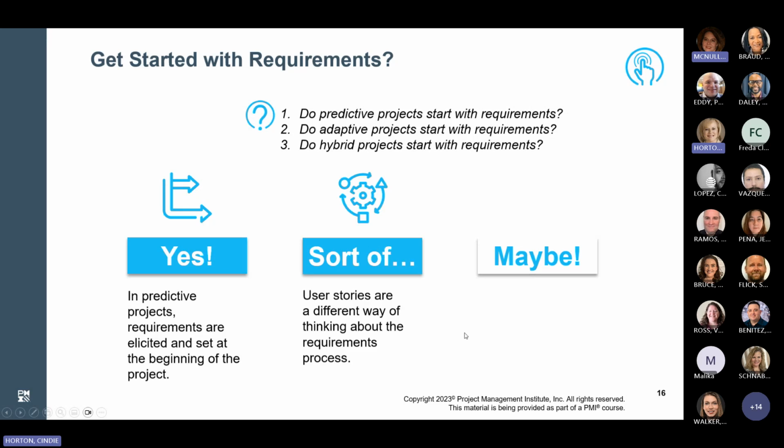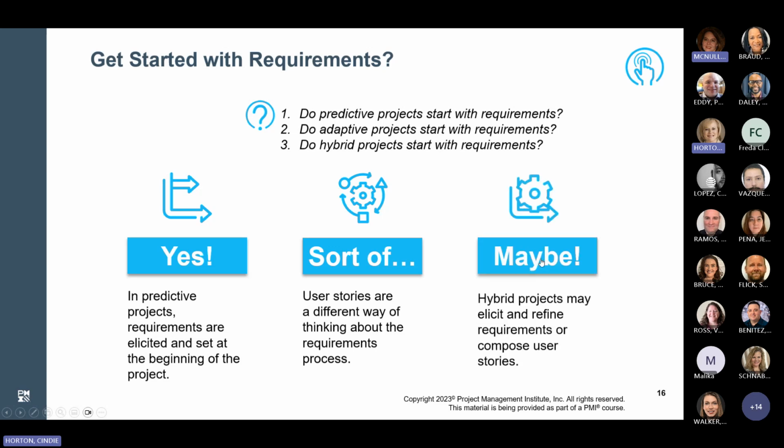It's sort of. So, user stories are a different way of thinking about the requirements process for adaptive projects, okay? So yes, we use the term user stories when we think about requirements for the adaptive projects or the flexible projects, right? And then that leaves our last question. Do hybrid projects start with requirements? Well, if they're hybrid, yeah, maybe, right? Hybrid projects may elicit and refine requirements, or they may compose user stories. Okay. All right, very good.